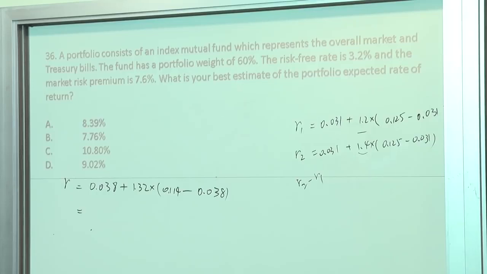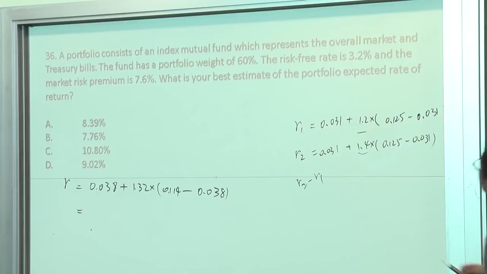So a portfolio consists of an index mutual fund, which represents the overall market, and the treasury bills. The fund has a portfolio weight of 60%. And so 40% is on treasury bills. Okay. And risk-free is 3.2, and market risk premium is 7.6. What is your best estimate of the portfolio expected rate of return?